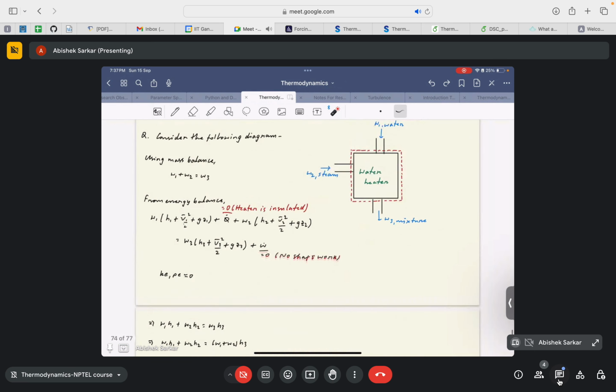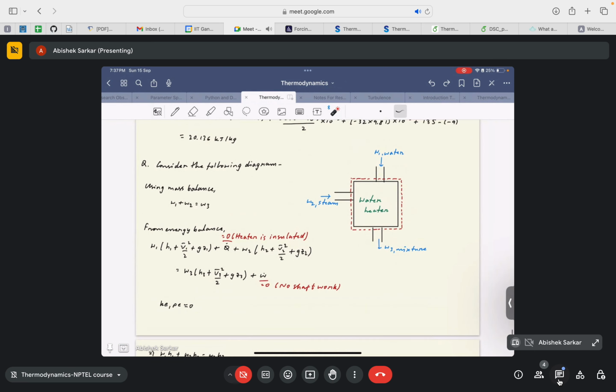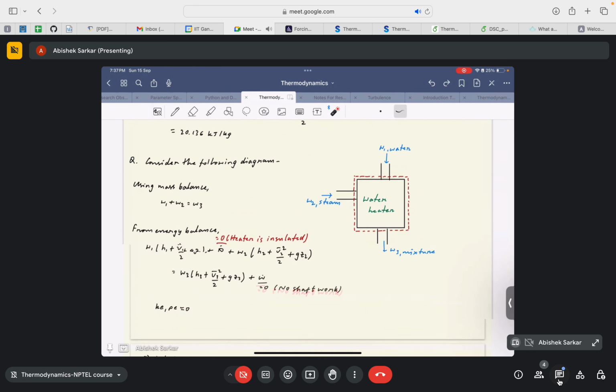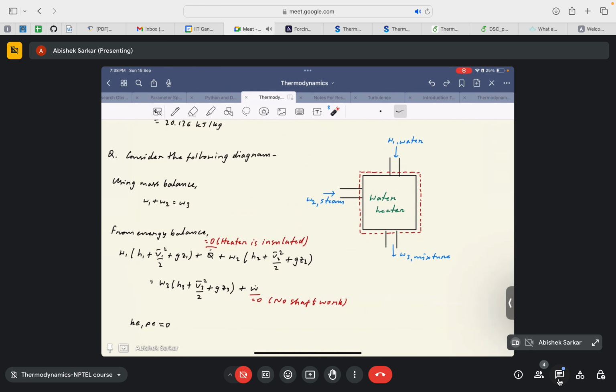So as I mentioned, this is the diagram that we had for the question under consideration, question number 5. By mass balance, you can write, I used m1 dot here, I am using w1 here, so w1 plus w2 is equal to w3. It comes from the mass balance.